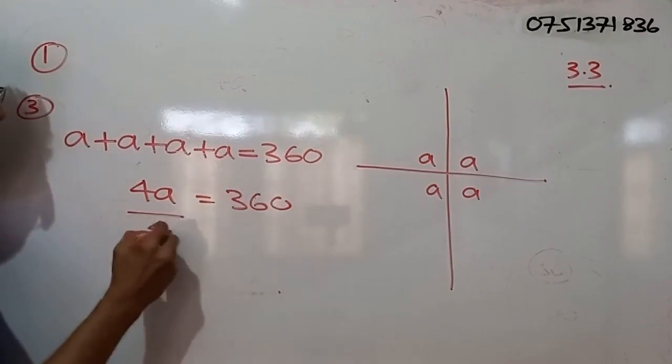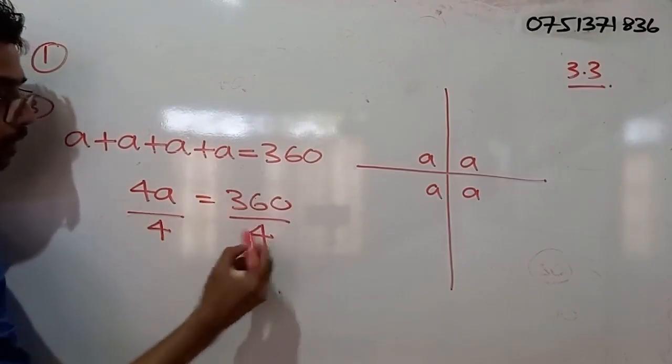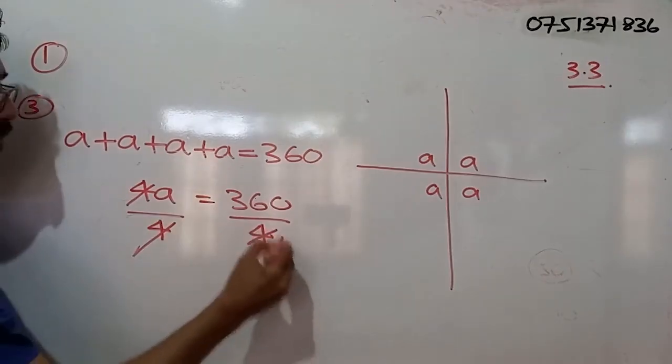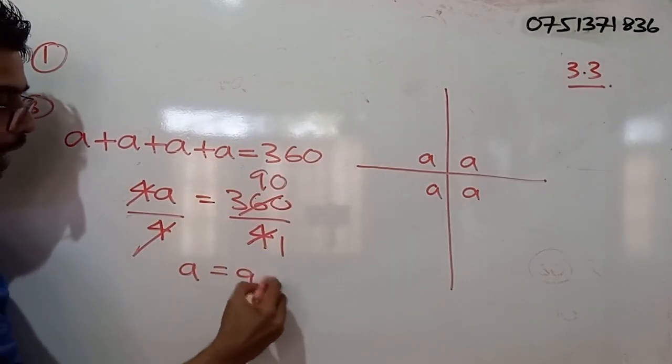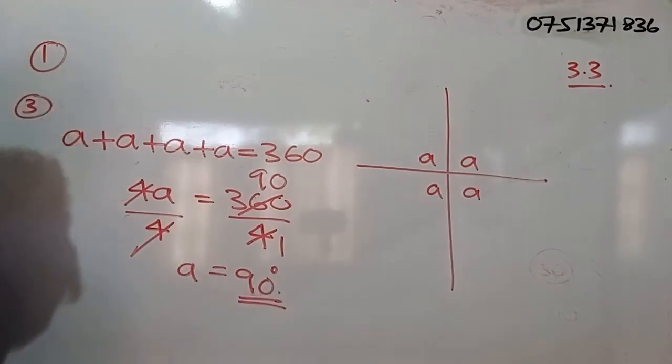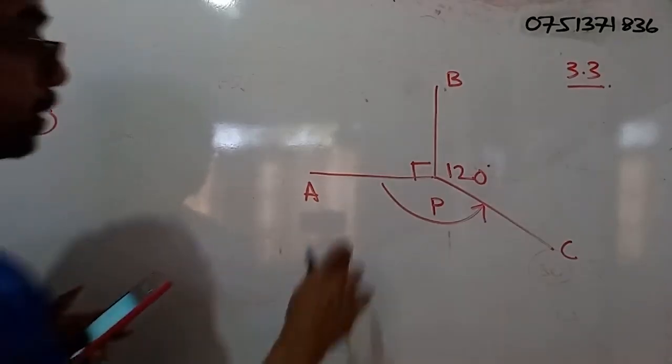So we have to divide this side by 4. Do the same thing on the other side. Okay. So 4 times 1 and 4 times 90. So A equals 90 degrees. Don't forget the unit. So this is the angle that they are asking.